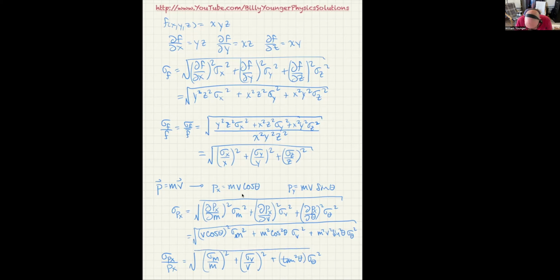But again, you can see how much easier and simpler the propagation of error formula is when you use a fractional error. And in this case, it was a case where we were multiplying three variables, or specifically multiplying m, v, and then the cosine of a third variable. So I hope that helps. I hope that gives you some understanding of how the propagation of error formula works.